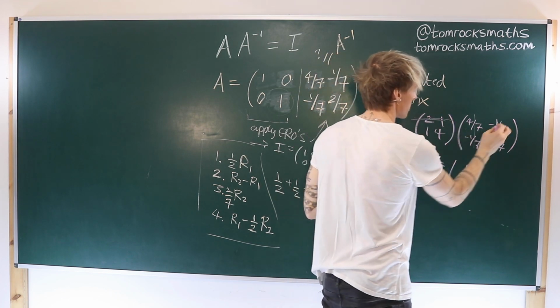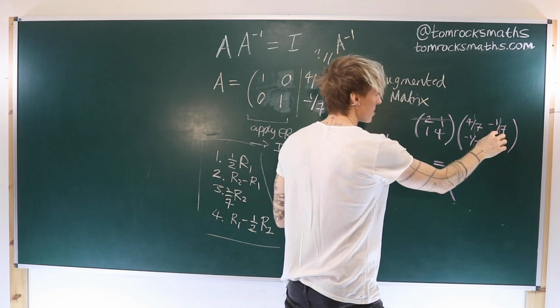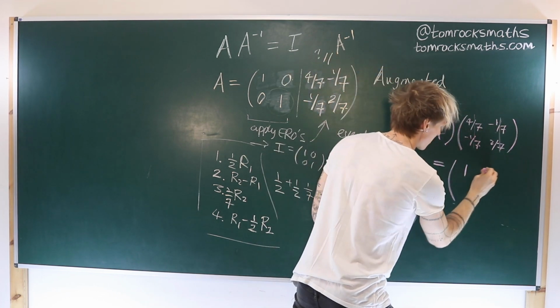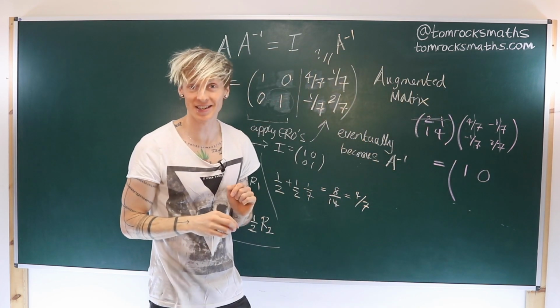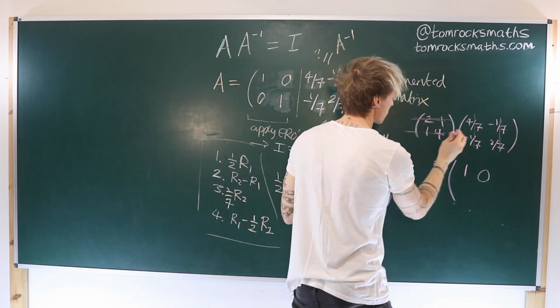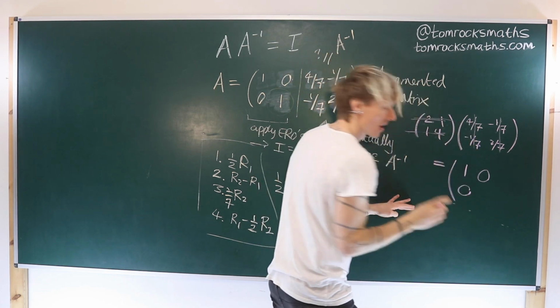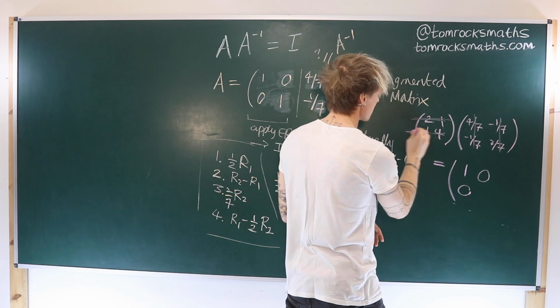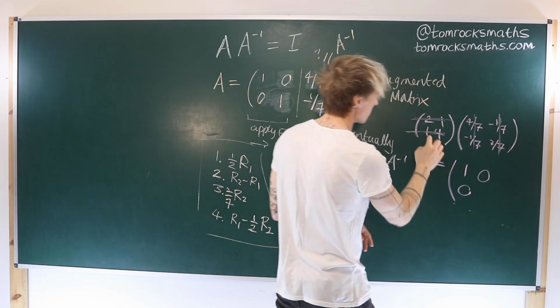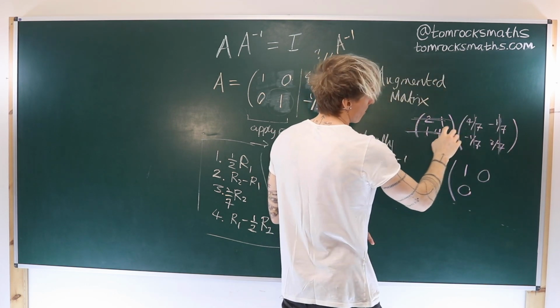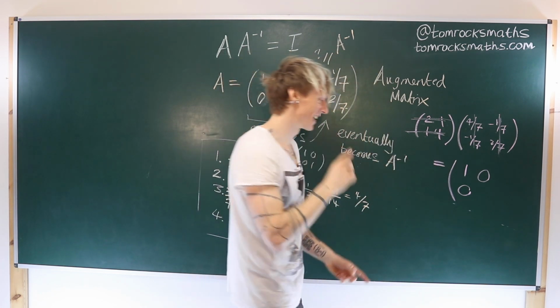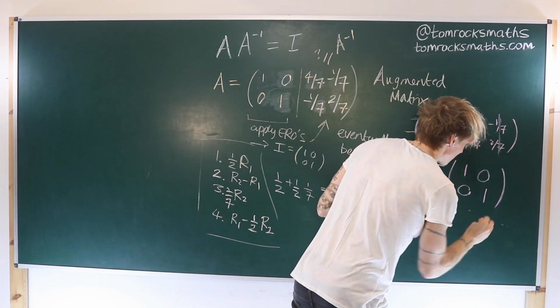Now, first row, second column. Minus 2/7 plus 2/7, so that's 0. Looking good. Second row, first column. 4/7 minus 4/7, that's also 0. And then second row, second column, minus 1/7 plus 8/7 gives me 7/7, which again is 1.